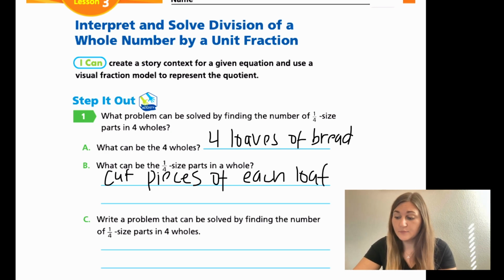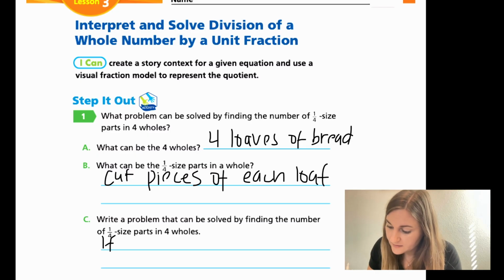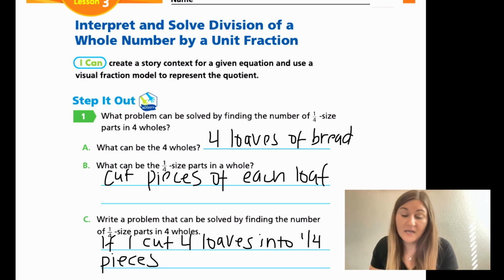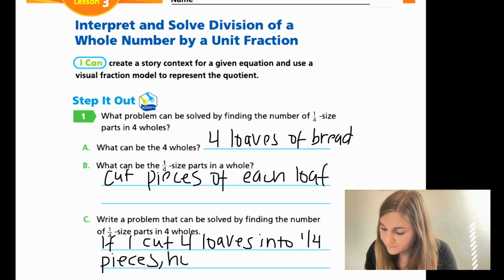And then for C, it says write a problem that can be solved by finding the number of 1/4 size parts in 4 wholes. Now, I'm assuming they want this word problem to be pretty short because we only have 2 lines. So I wanted to make it as simple as possible. So I put, if I cut 4 loaves into 1/4 pieces, how many pieces will I have? I'm running out of room, so I'm just going to say how many pieces.